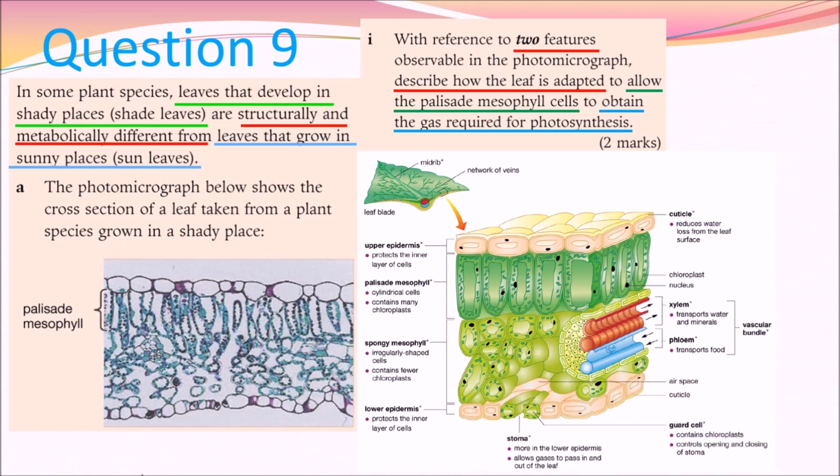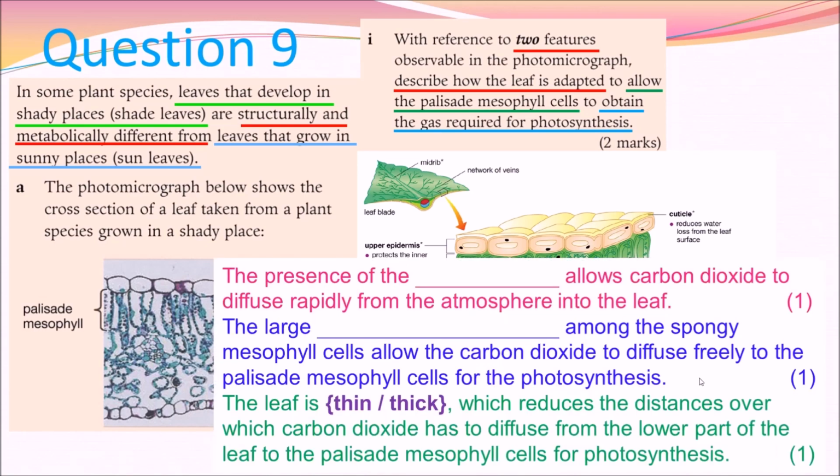What do you have? You have the stoma already. You have the air space already. So that's for the first 2 questions, right? But for the third question, you answer me. The presence of something allows the carbon dioxide to diffuse rapidly from the atmosphere into the leaves. And then there is a large something among the spongy mesophyll cells to allow the carbon dioxide to diffuse freely, quickly to the palisade mesophyll cells for photosynthesis.